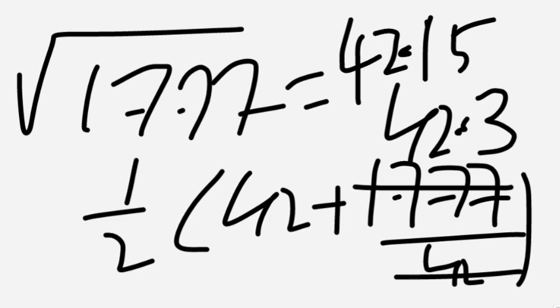So 42.15 approximately. Like this, practice more and more examples. It will definitely come for any non-perfect square root if you follow the above procedure and implement it on paper.